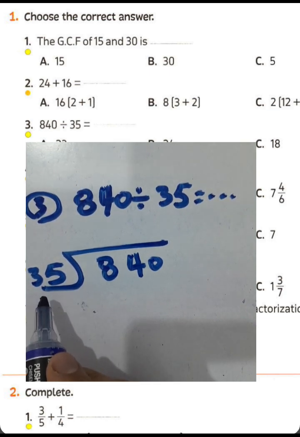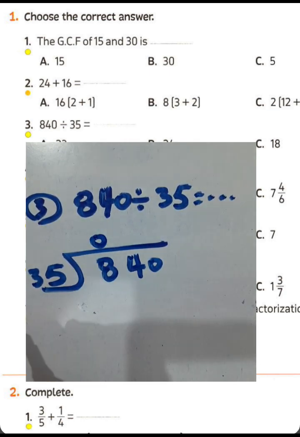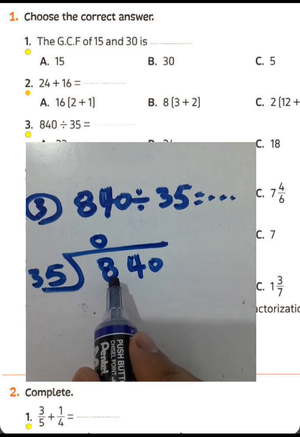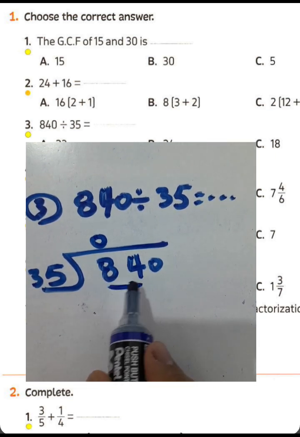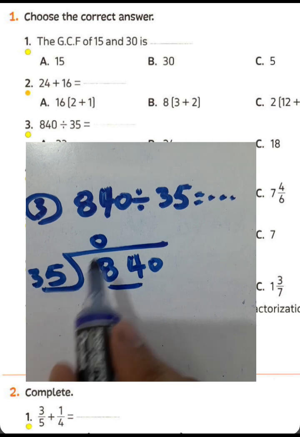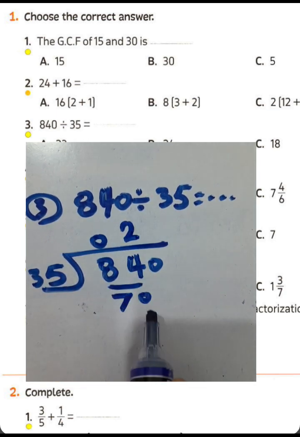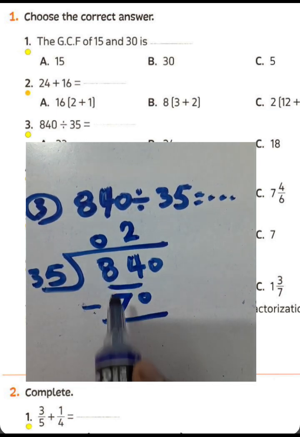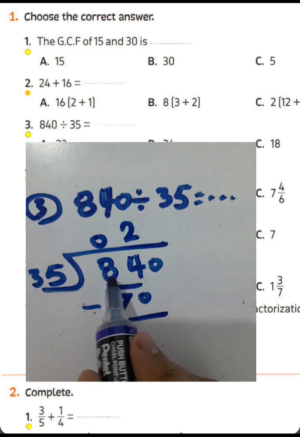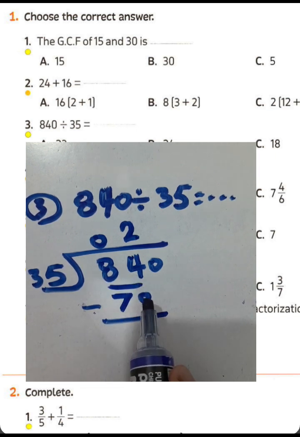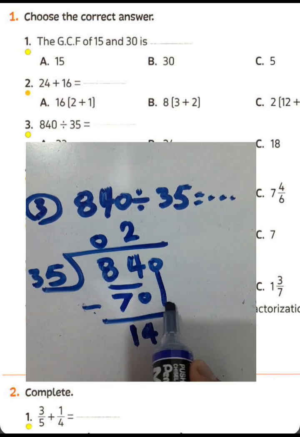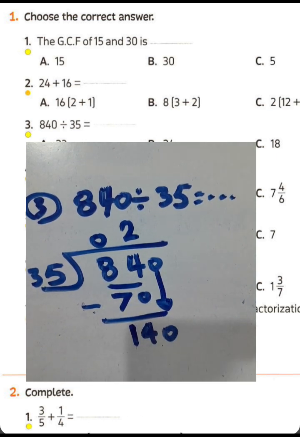8 divided by 35, we can't do it. Then we must put 0 above the digit 8. And then 84 divided by 35, we know 2 times 35 equals 70. It's the nearest to 84. The next step, subtract 84 minus 70. 4 minus 0 equals 4, and 8 minus 7 equals 1. And then drop the next digit, which is 0.